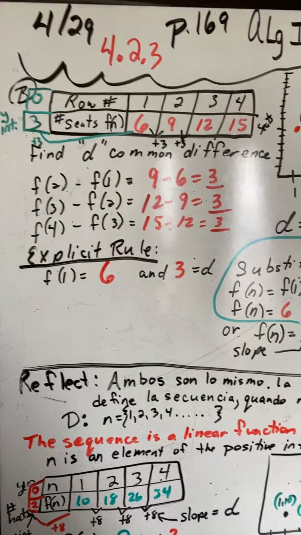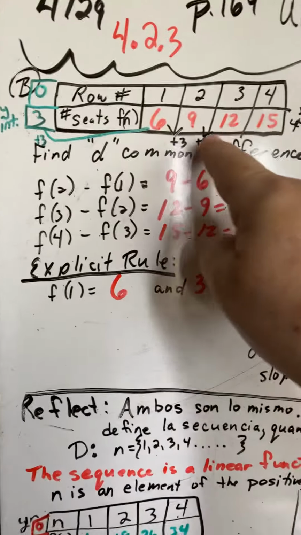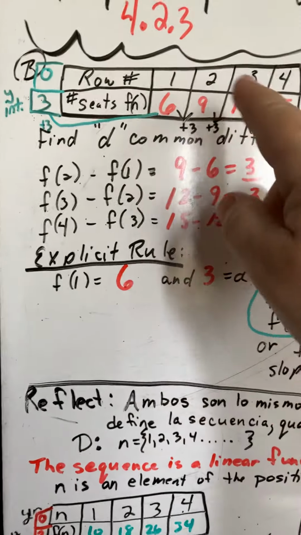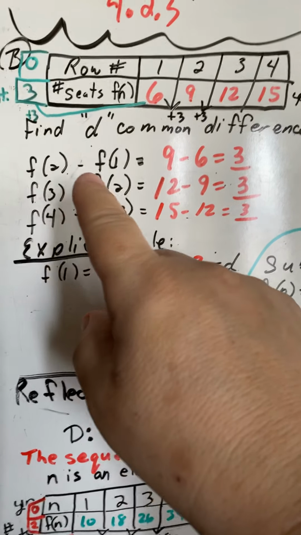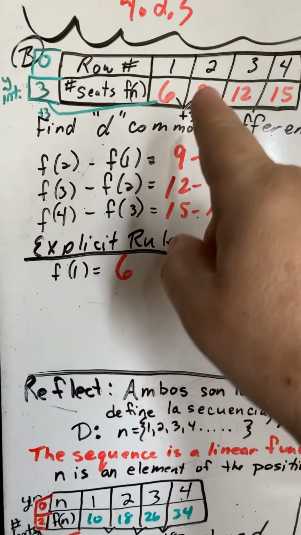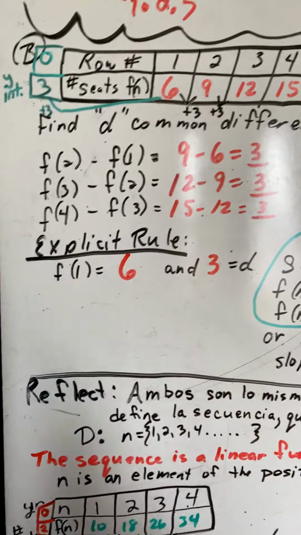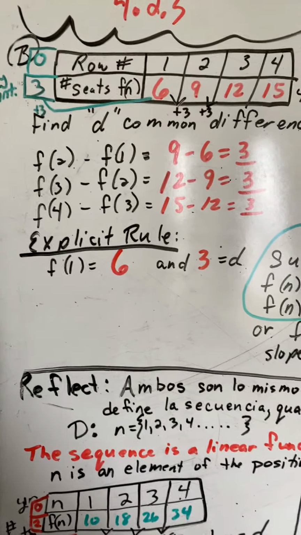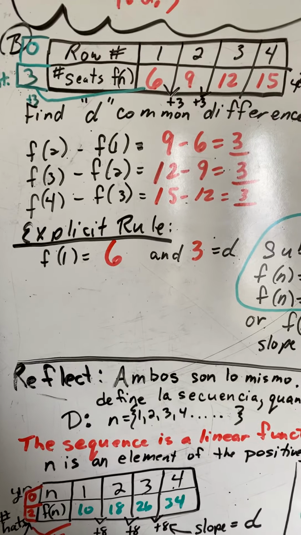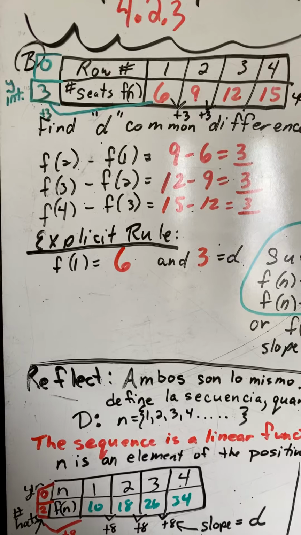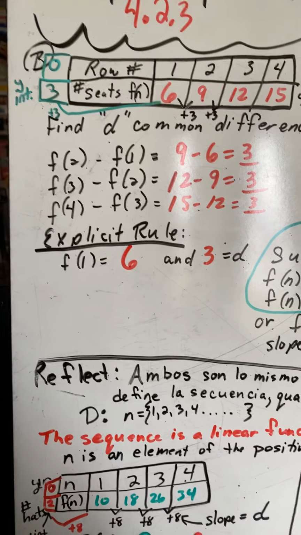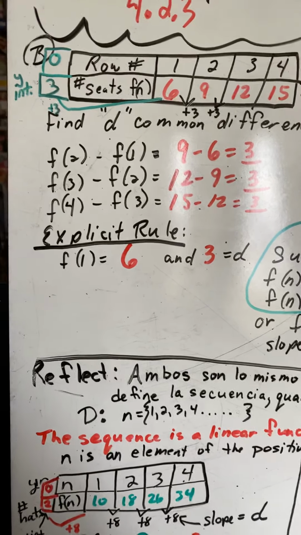So what we're doing is we're looking for the common difference, and here we did it with just a little arrow. But if we say f of 2 minus f of 1, you're just going to substitute the values. 9 minus 6 is 3, 12 minus 9 is 3, 15 minus 12 is 3. So now what we want to do is establish an explicit rule. And there's a couple ways to do that.